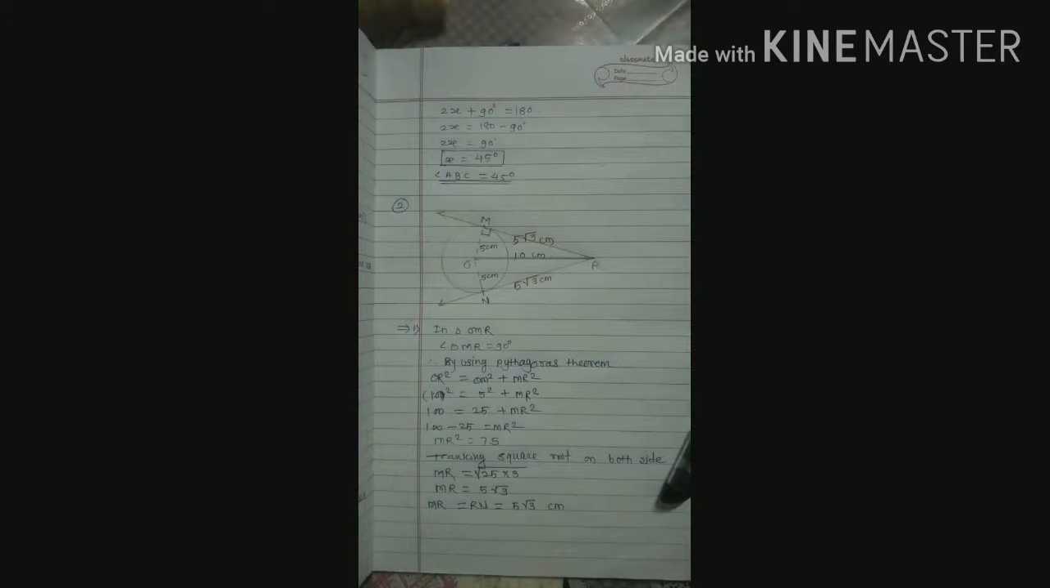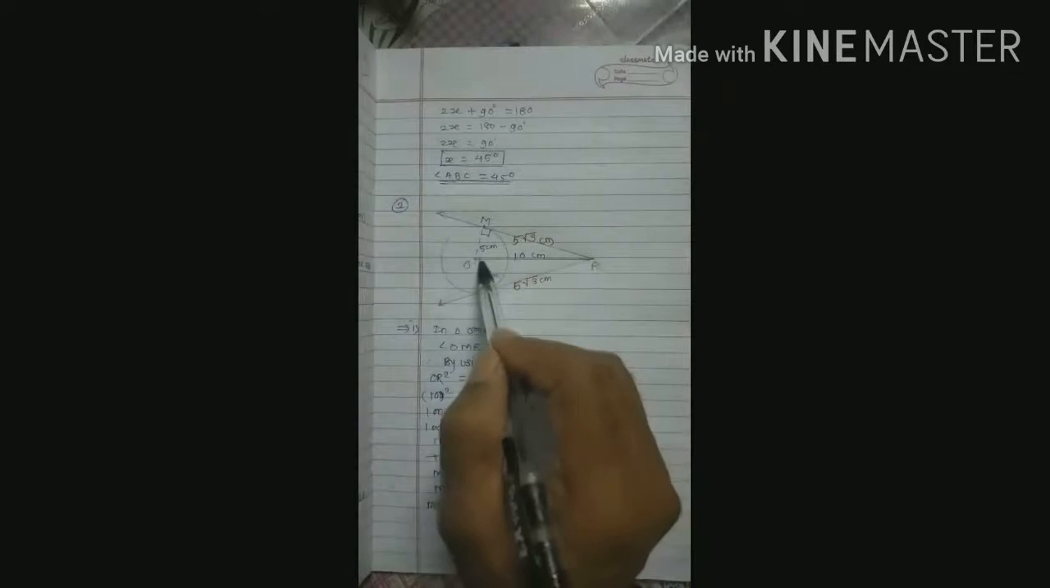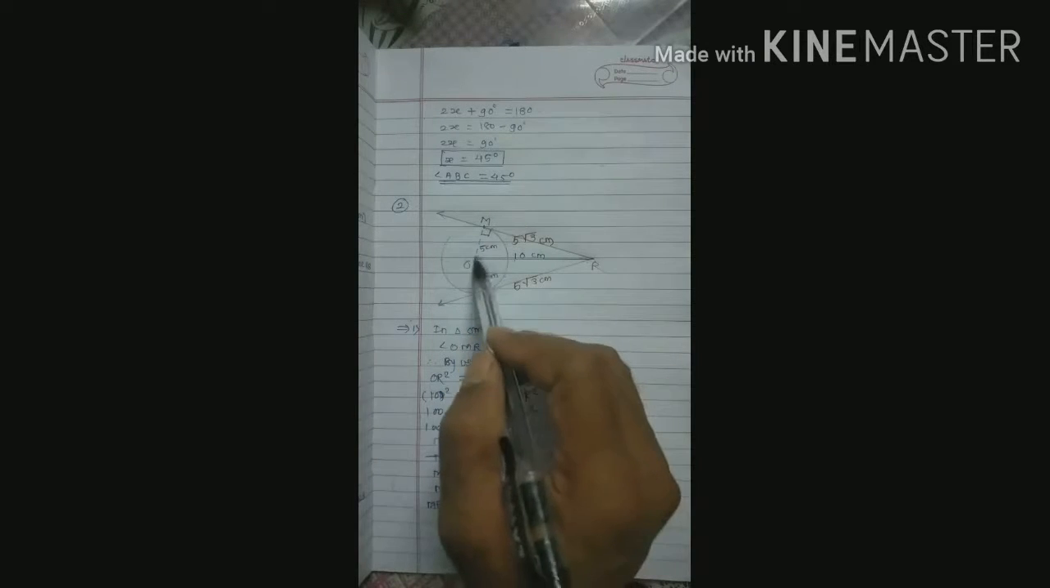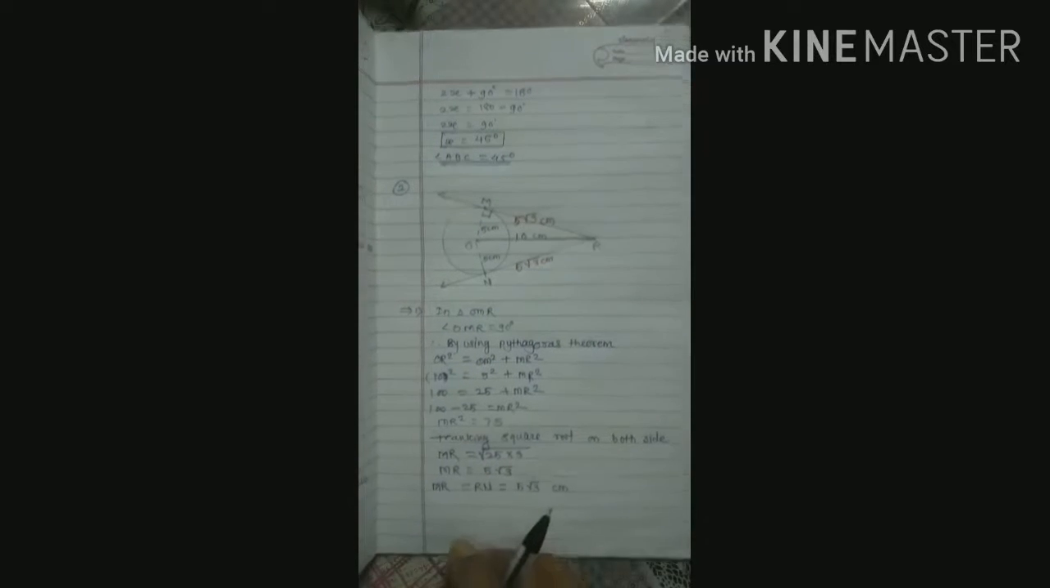Then going to the second question, what is the measure of angle MRO? So this angle is 90 degree and OM is equal to 5. Now listen here. Second question.